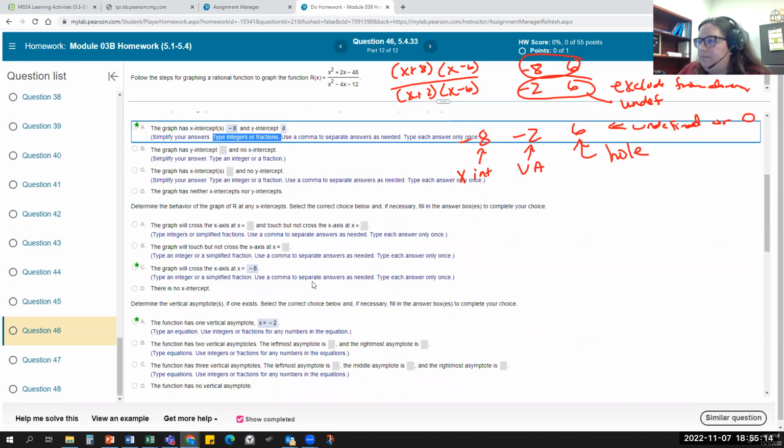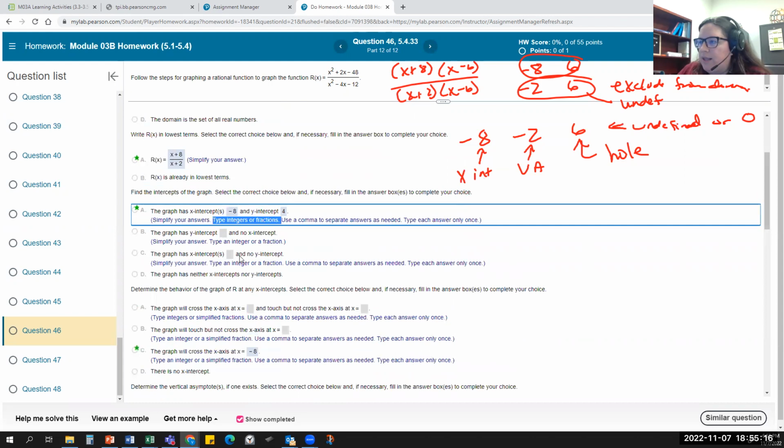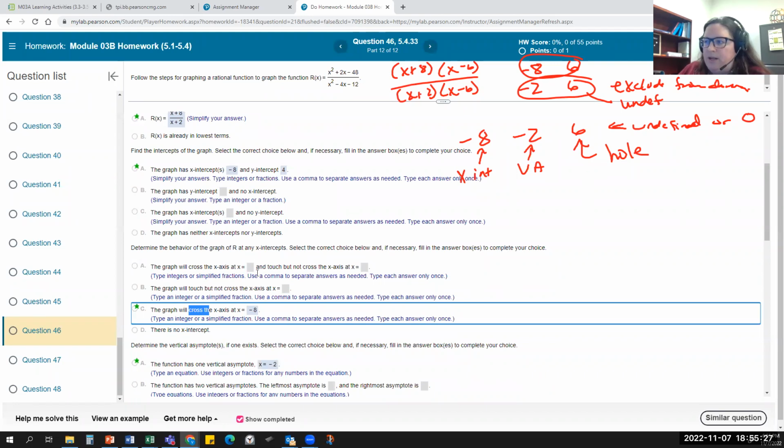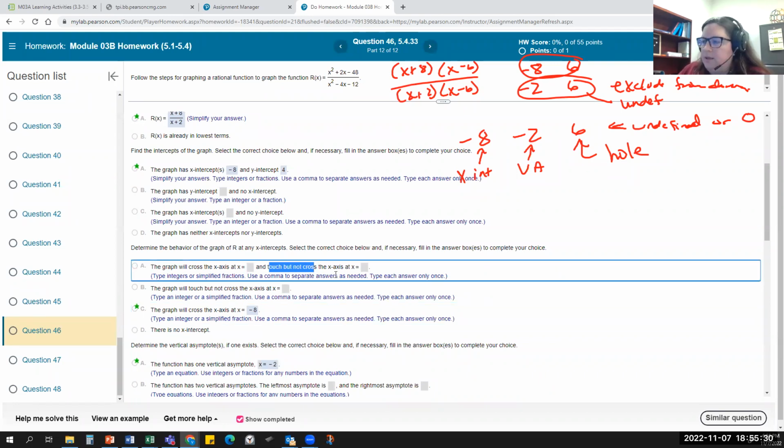Then it asks about the behavior at the x-intercept. So that's based on, was any of those factors squared, basically. If there aren't any squared factors, then it's going to cross. If there's a squared factor at that point, it's going to touch but not cross.